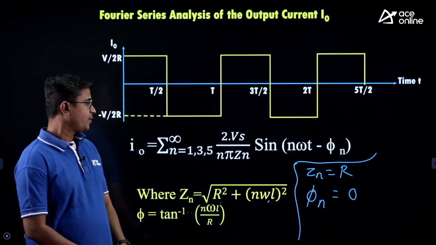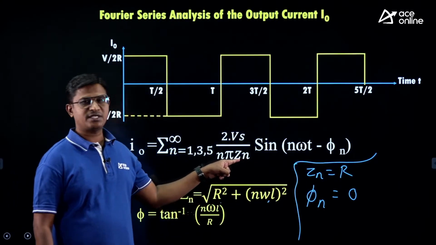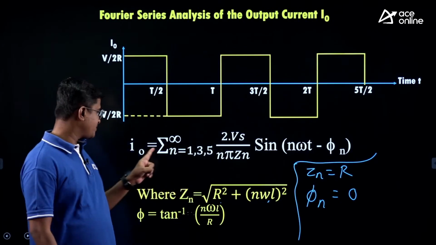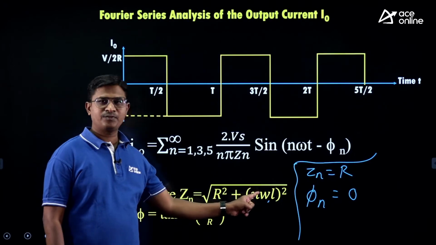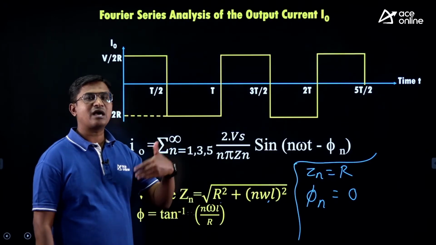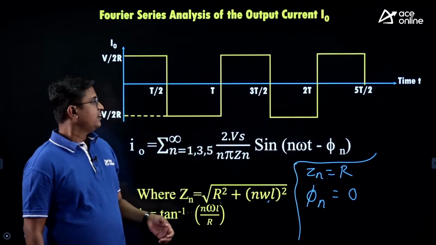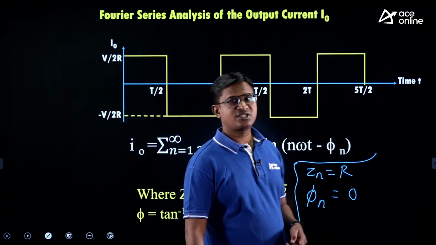So we can put these two values in this expression, and from this we can write the expression of I0. This is in general for an RL load, so accordingly we can modify it for the R load as well. Right. So this is about the resistive load.